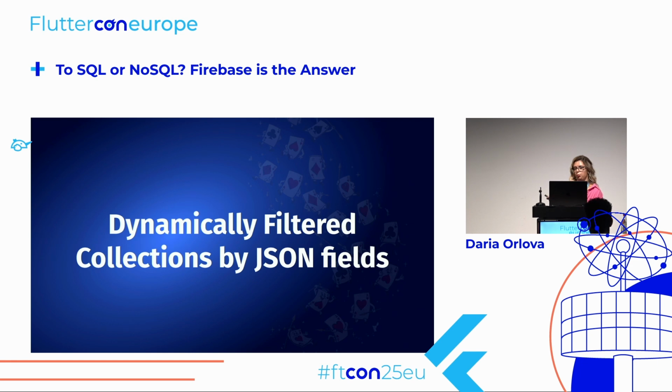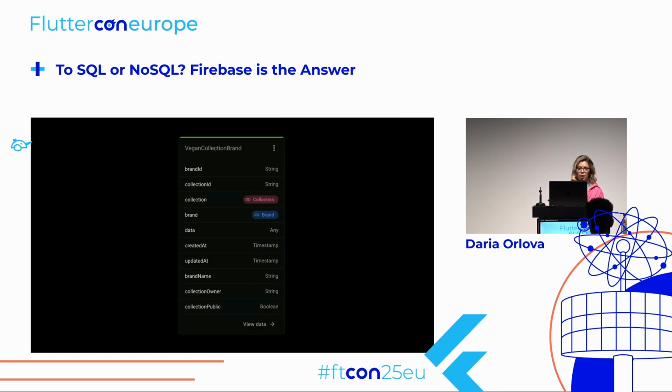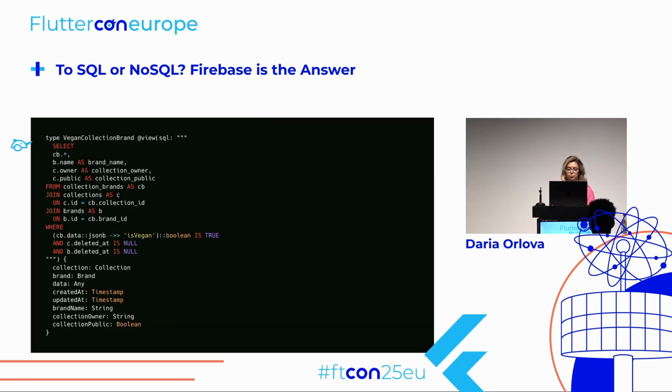So for example, I would want to see a list of all vegan brands. For that, I would want to see an entity like this, a vegan collection brand, which has all of the general information about the brand, but also we know that it's vegan. And to create this type of entity, we can use the view directive in GraphQL.